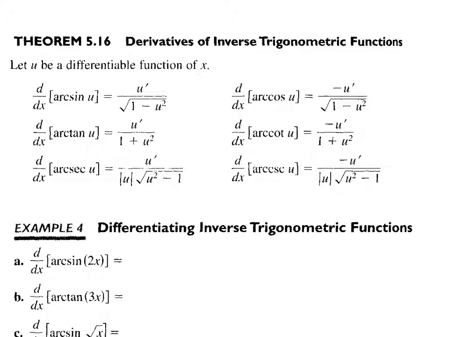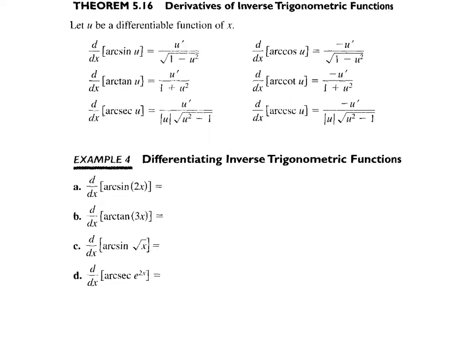all right. So arc sine derivative is u prime over square root of 1 minus u squared. Arc tangent is u prime over 1 plus u squared. Arc secant is u prime over the absolute value of u times the square root of u squared minus 1. And then, of course, these three are just the opposites of their cofunctions. All right? So let's actually work through a couple of these and practice using them. All right?